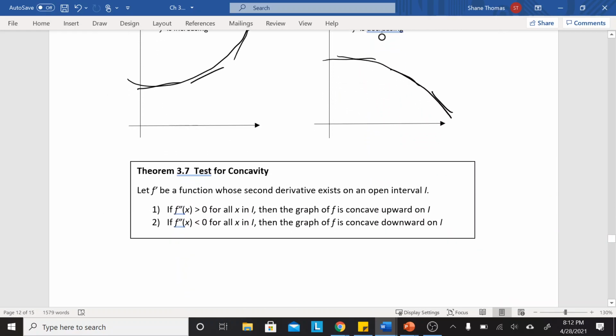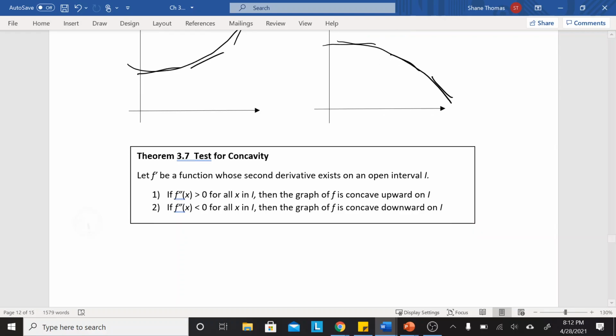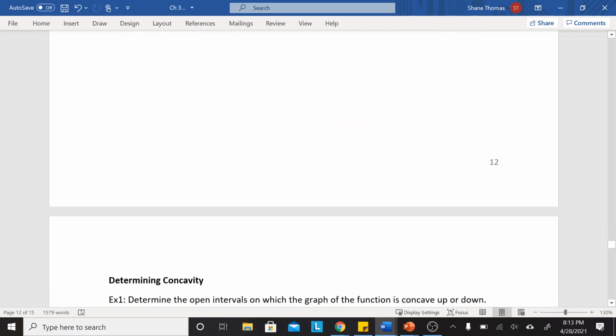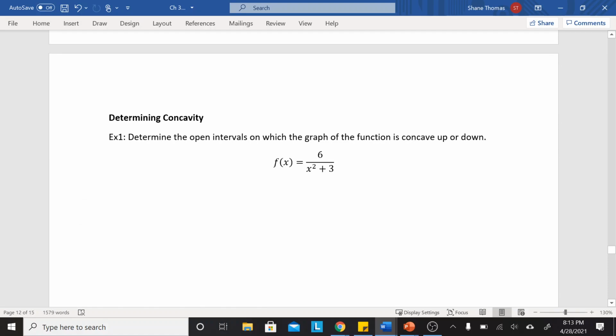So to do a test for concavity, we have f be a function whose second derivative exists. If f double prime is greater than 0, then the graph is concave up. If f double prime is less than 0, or negative, then the graph would be concave down for that interval. So that's our test for concavity. So let's put that to the test now.